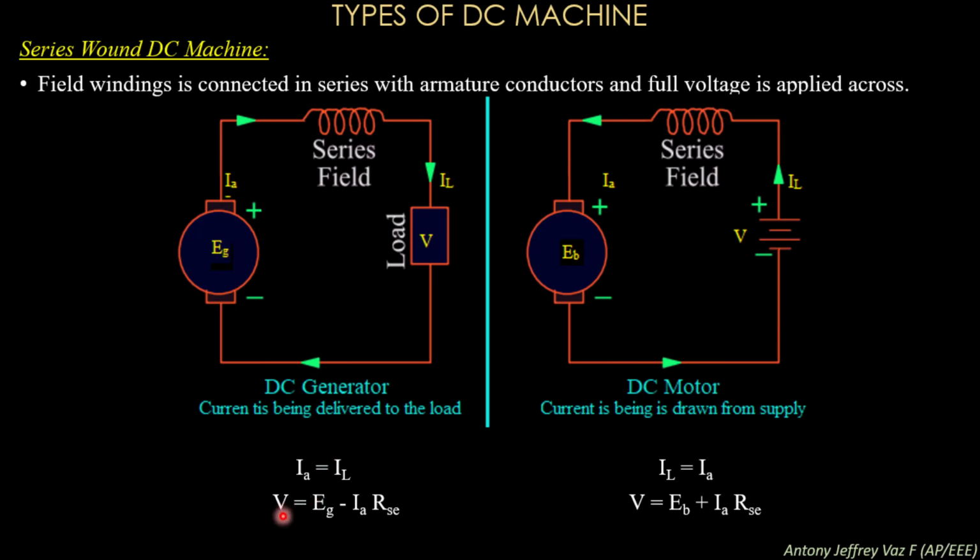So you can get the voltage equation V is equal to EG minus IaRse, whereas for a motor you will get the equation V is equal to Eb plus IaRa, where V is the battery voltage, Eb is the back EMF, and IaRse is the drop across the series field resistance.